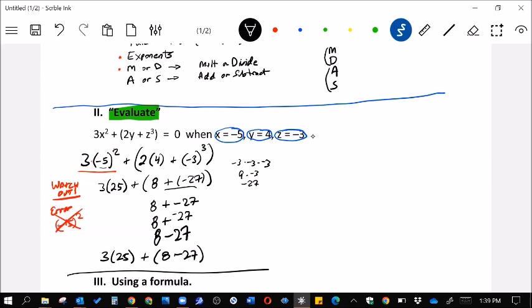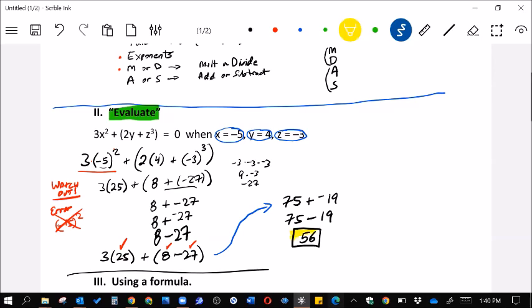Okay, so that's where we're at now, because we did the squaring, we did that multiplying, we did that cubing, and now I am going to move that over here in order to continue it so I have more space. 3 times 25 is 75, and 8 minus 27, so we have plus a negative 19, which means it should be written as 75 minus 19, and that becomes a much easier thing to figure out.